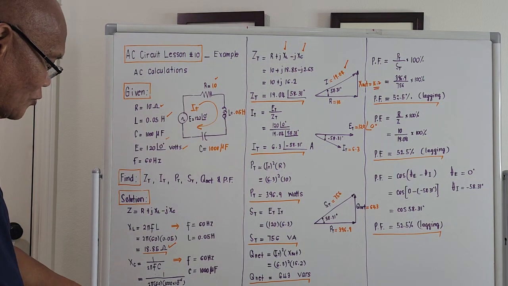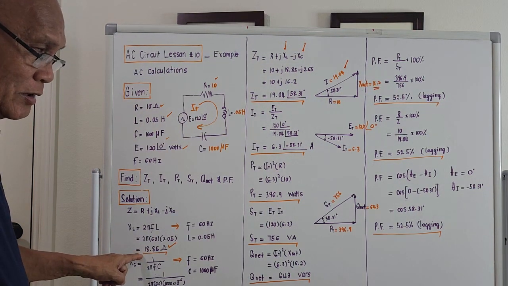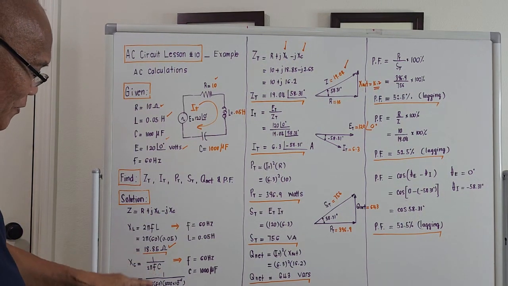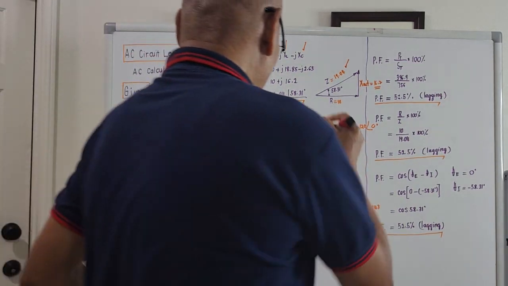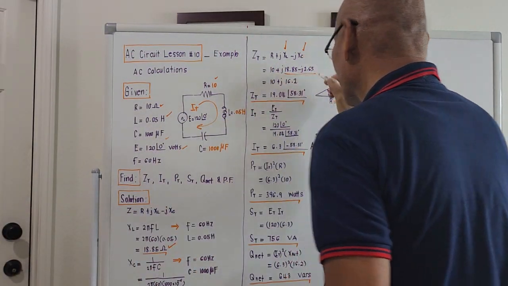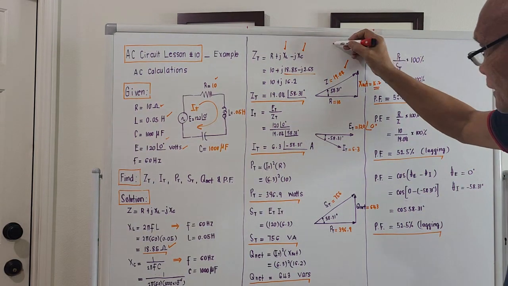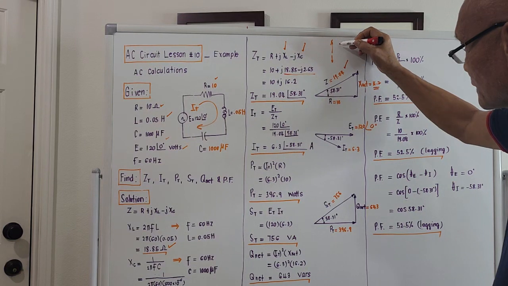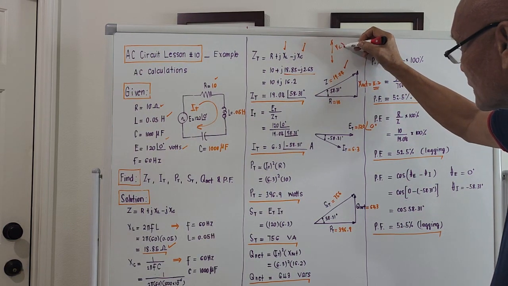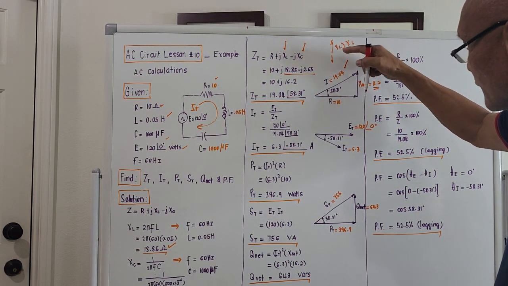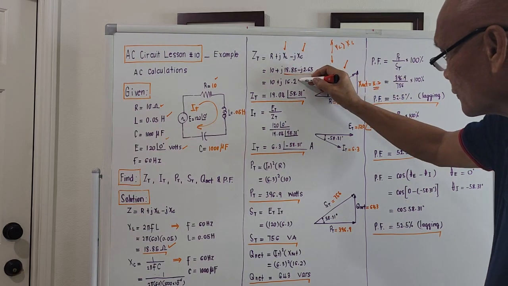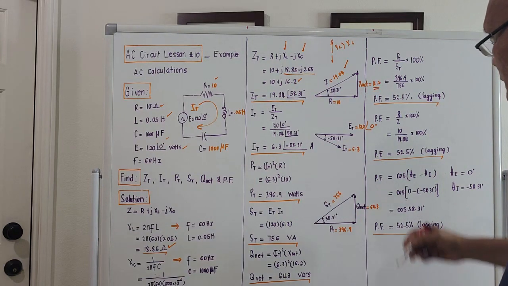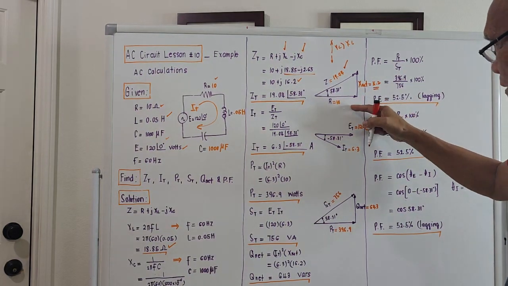This X of C is smaller than X of L, so X net will be the difference, 18.85 minus 2.65. It is this portion here. Okay? X of L is upward, X of C is downward, but X of L is greater than X of C. So X of L minus X of C is 16.2. And the value of R is 10 ohms. Okay? So this is 16.2, this is 10.